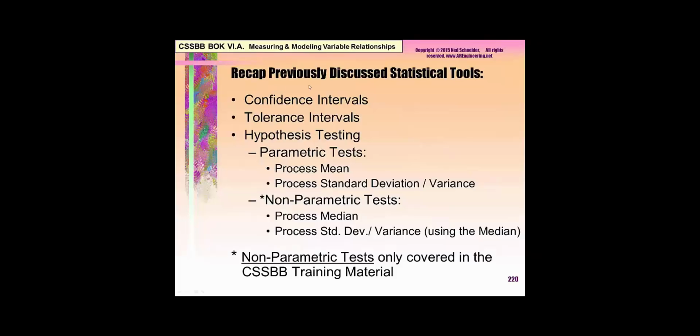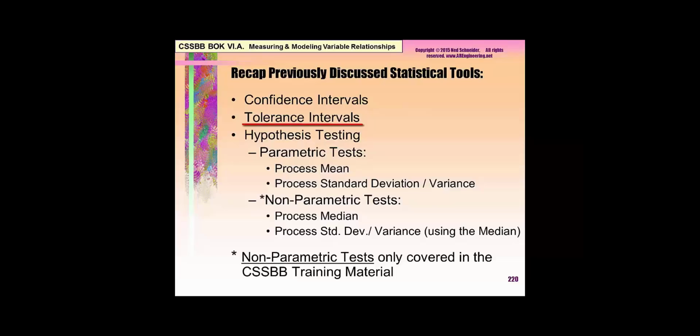Let's do a short review of previously discussed statistical tools. We discussed confidence intervals for the mean using the t-test and z-test, and we discussed confidence intervals for the standard deviation and variance using the chi-square test. Because we are estimating the process mean or standard deviation from a sample, there is a degree of uncertainty. It is necessary to place confidence intervals around our estimate for the true process mean or standard deviation.